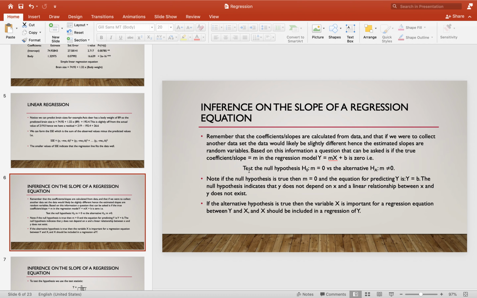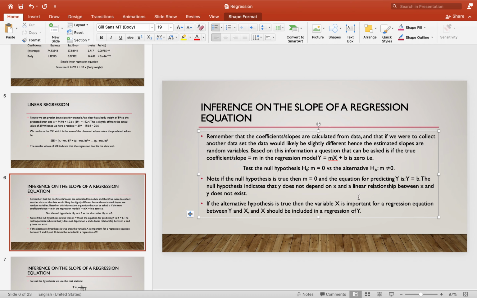So a test of hypotheses of m equals 0 versus the alternative that m is not 0. That's what those p-values are trying to answer. If the null hypothesis is true, that means that x does not play a role in affecting y. And the null hypothesis indicates that y does not depend on x. You just have a simple prediction, y equals a constant.